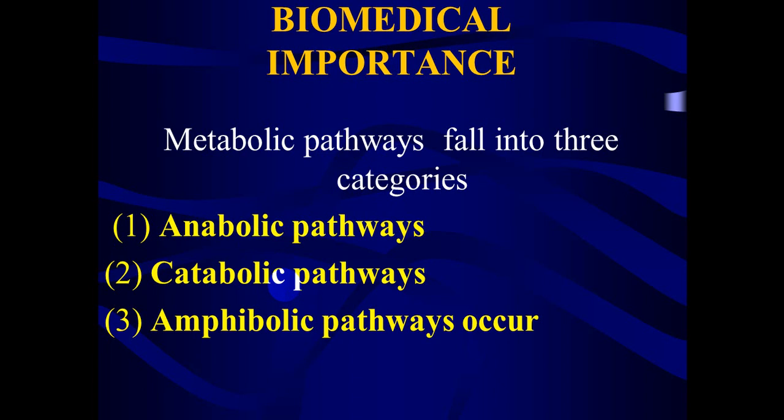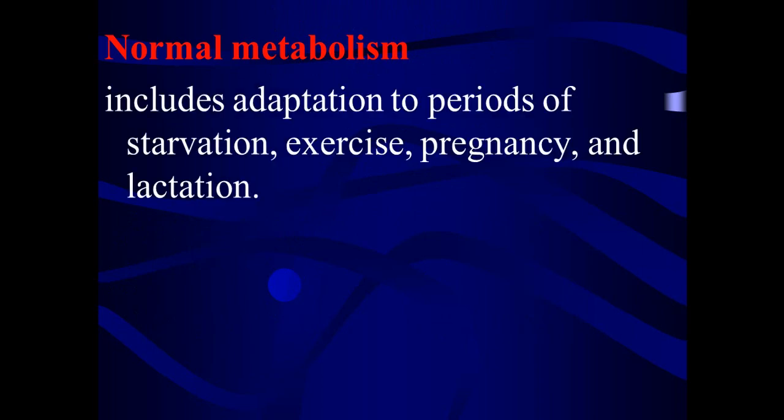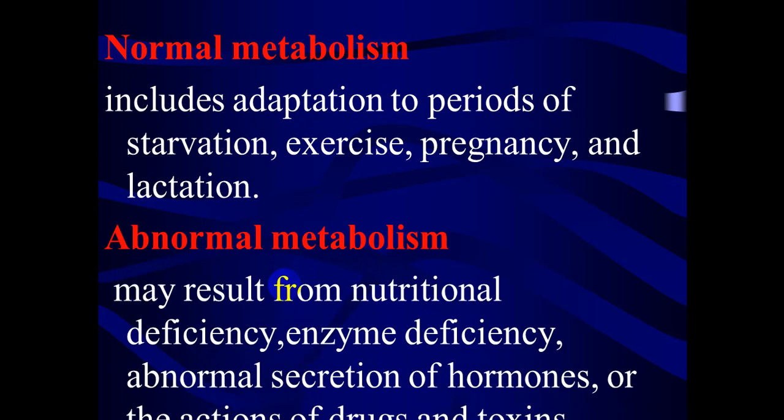At physiological conditions in the human body, metabolism is of two types. Number one, normal metabolism, which includes adaptations of starvation, exercise, pregnancy, and lactation. Another type, abnormal metabolism, may result from nutritional deficiency, enzyme deficiency, abnormal secretion of hormones, or actions of a drug and toxin.